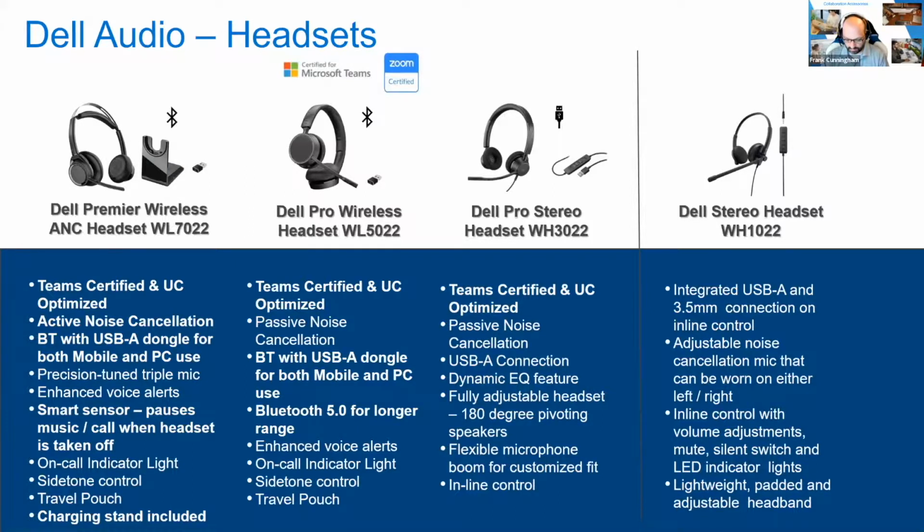And is there a length of life on the batteries for the wireless headsets? Yeah, 12 hours talk time for both headsets. Perfect. Yeah. Okay. So they should last you all throughout the day. And with the charging stand included on the 7000 series, you'll sit right next to you while you work and charge as you work.